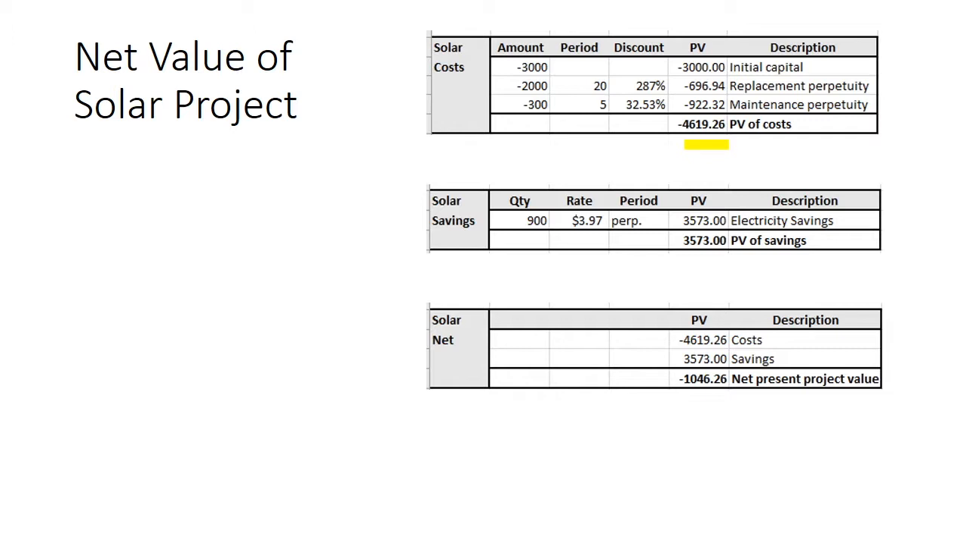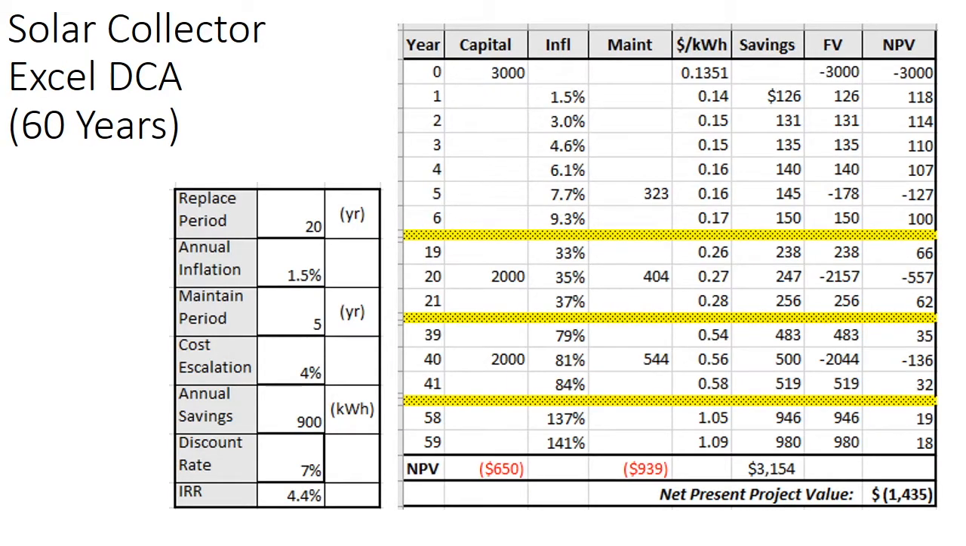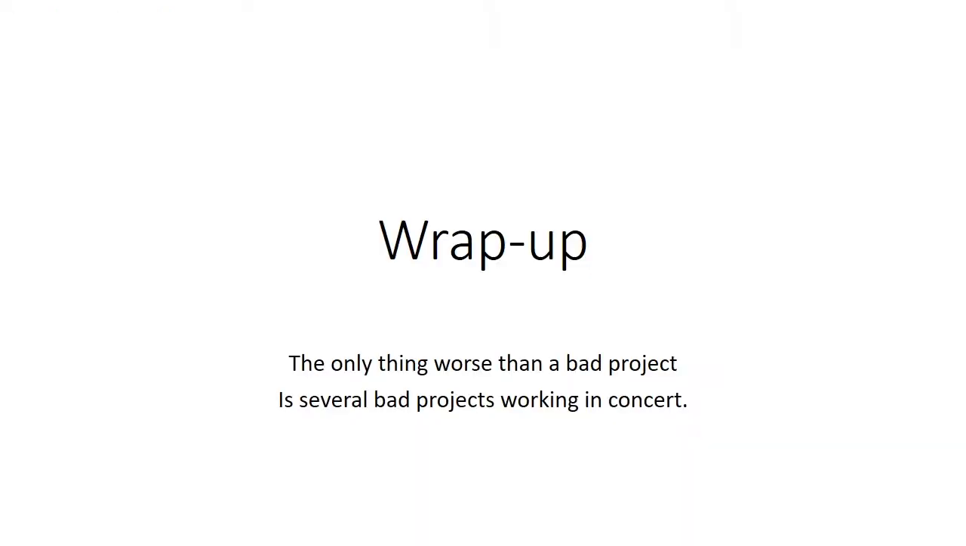We've established that it would save around 900 kilowatt hours at $4, so our net project value is about $1,000 in the hole. If you don't believe in forever, here's how the spreadsheet would look over 60 years. Well, that was depressing, but not surprising. My heating budget just isn't big enough to pay for anything fancy.